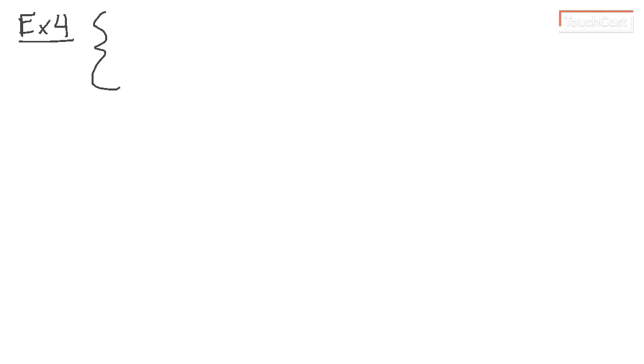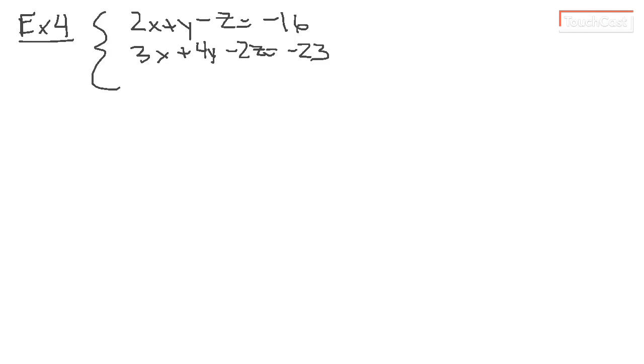So we're going to have this system: 2x plus y minus z is equal to negative 16, 3x plus 4y minus 2z is equal to negative 23, and x plus 6y minus 3z is equal to negative 17. We're going to follow the same steps.